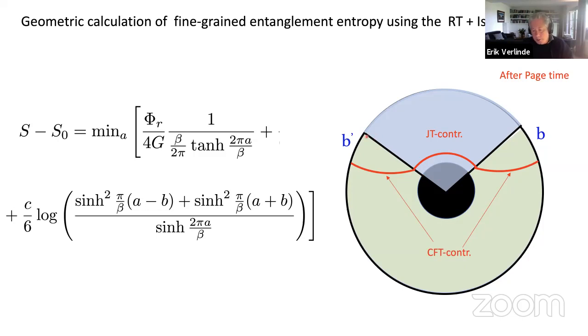Eric, the parameter A is where it crosses from the green to the gray region? That's right. Yes. So there's some parameter that you can use, but it has to have a particular value that minimizes this expression. Yeah, you're right. So it's this region.